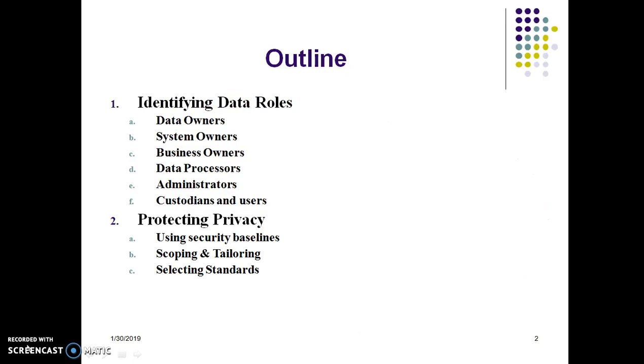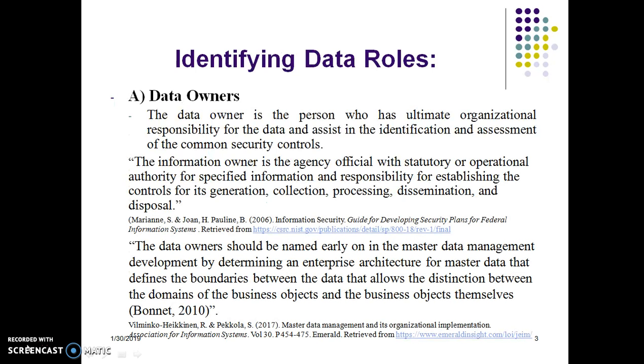Today we are covering two sections in this presentation, Identifying Data Roles and Protecting Privacy. Identifying data roles includes data owners, system owners, business owners, data processors, administrators, custodians, and users. Protecting privacy includes security baselines, scoping and tailoring, and selecting standards. The first section is identifying data roles. Every individual in an organization is assigned to a role, and the first role is data owners.